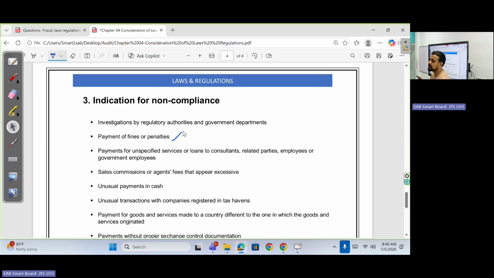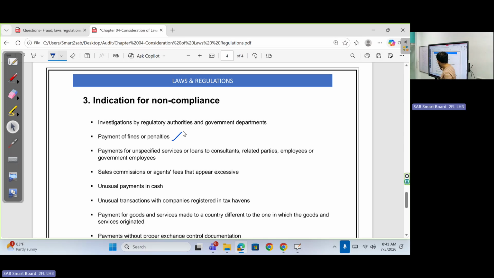Another famous one, tax assessment. If a tax assessment is received, whether they have paid or not is not relevant. Tax assessment received means some non-compliances. I can't say 100%, but the IRD has sent the tax assessment, so now they are going to investigate any non-compliance related to the tax authority. So that is regulatory authority investigations. Okay.